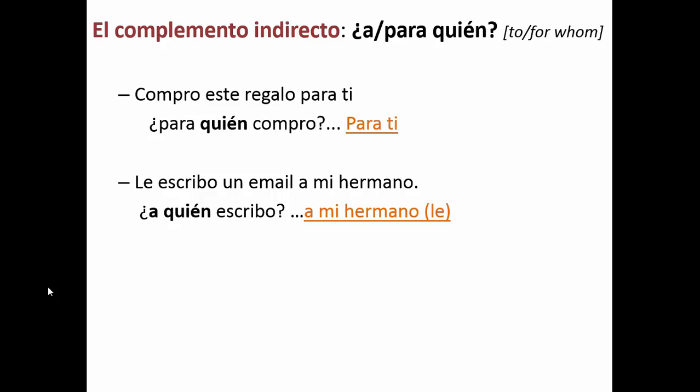Les escribo un email a mi hermano. I write an email to my brother. I write what? An email. An email is the direct object. To whom? My brother. So, a mi hermano is the indirect object and le is an indirect object pronoun.